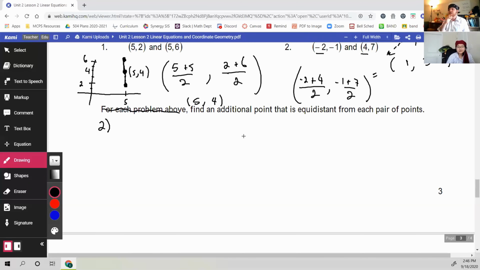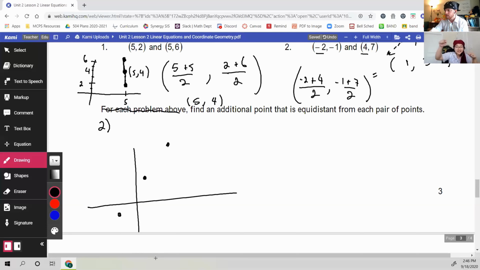We want to find an additional point that is equidistant from each pair of points. Another point in the middle of 2 points? How dare I? Well, I think thinking about it as in the middle might be a wee bit confusing, because it doesn't necessarily have to be directly in the middle.